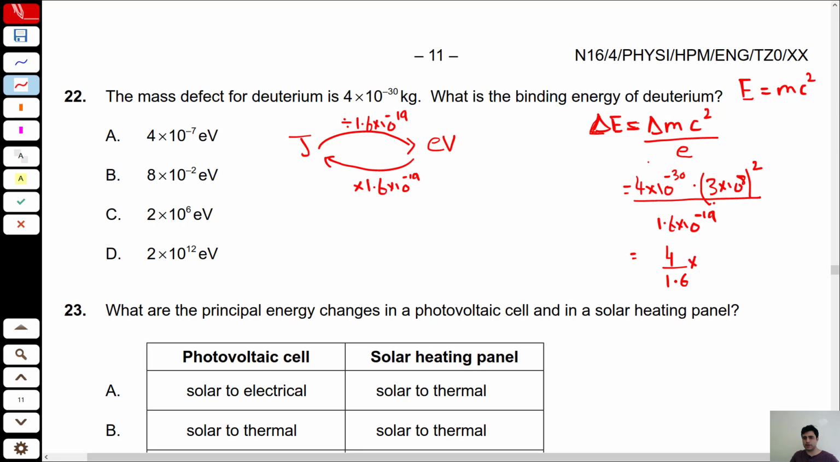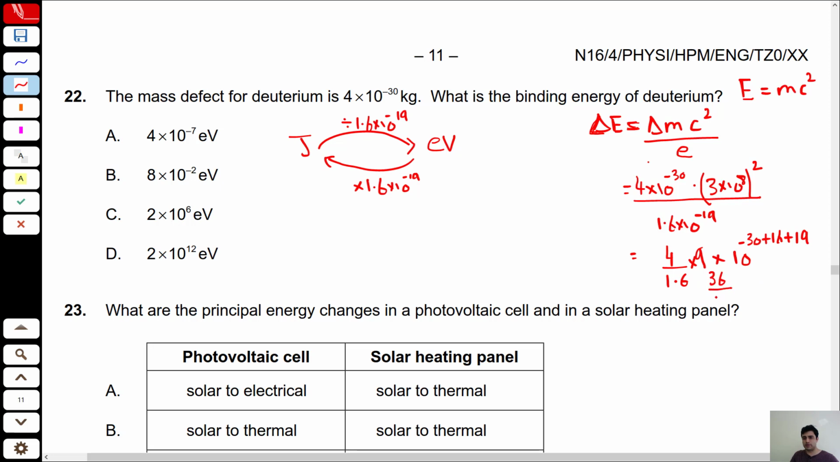1.6 times 3 square is 9, and then multiply by 10 to the power negative 30. 8 times 2 is 16, so plus 16, use indices. Minus 19 goes up, becomes plus 19. Okay, so 9 times 4 is like 36. So we have 36 divided by 1.6.